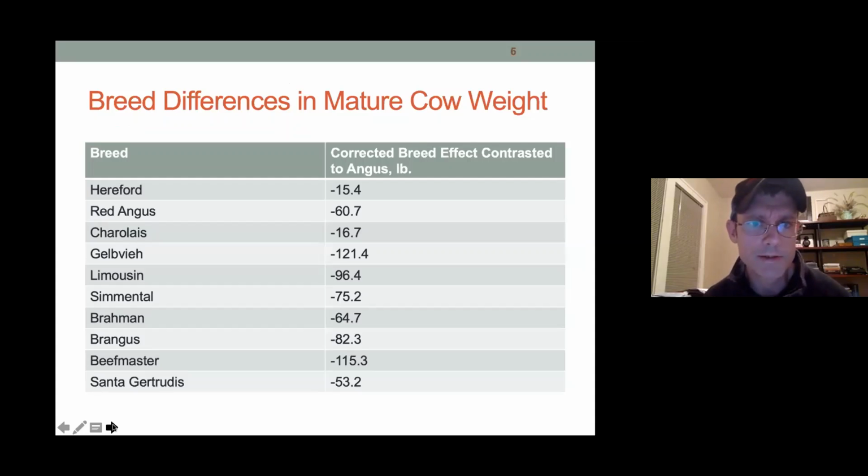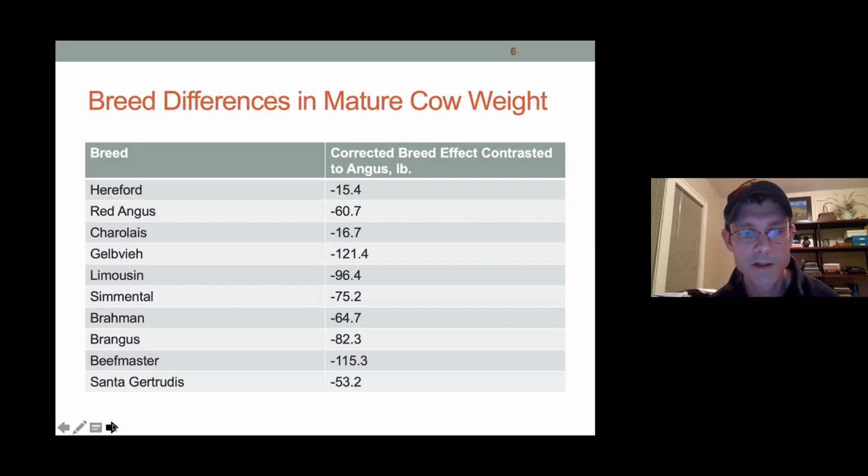Something that's important for a lot of producers, or should be, that's not in that table, is mature cow weight. These are actually research results using U.S. MARC data that shows breed differences for mature cow weight for some of the more popular or heavily used breeds in the U.S. And these are all, again, contrasted to Angus. And what you'll see, I think unsurprisingly, is that a lot of our British-based breeds are heavier at maturity compared to some of our continental-based breeds.